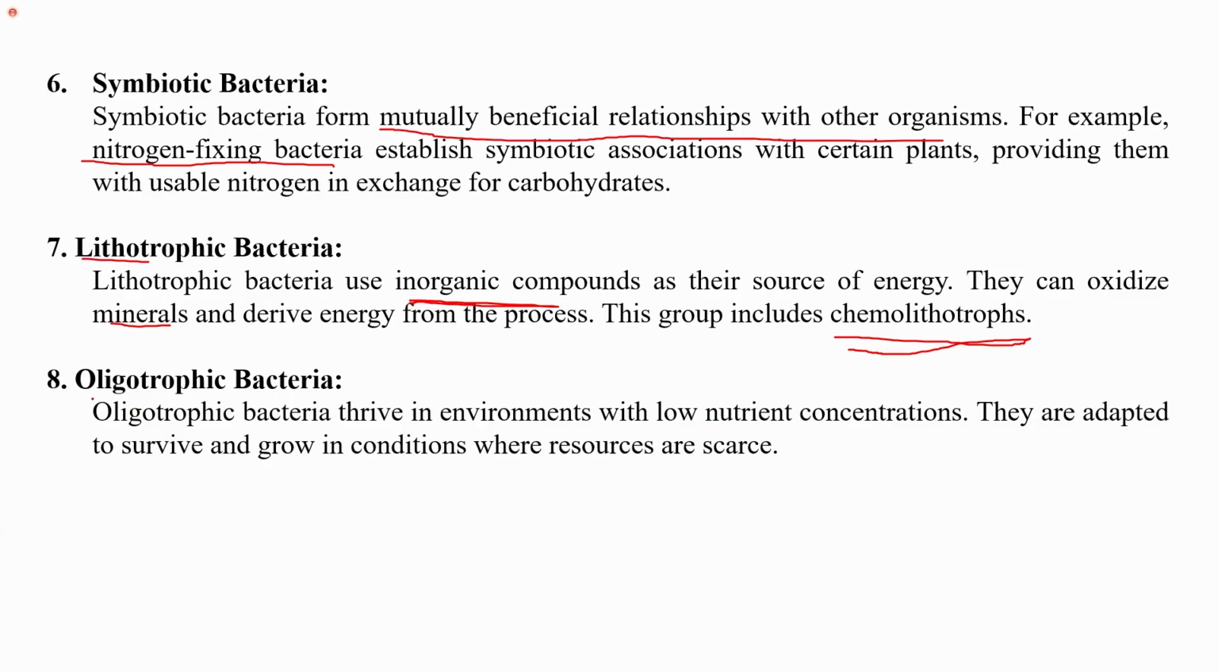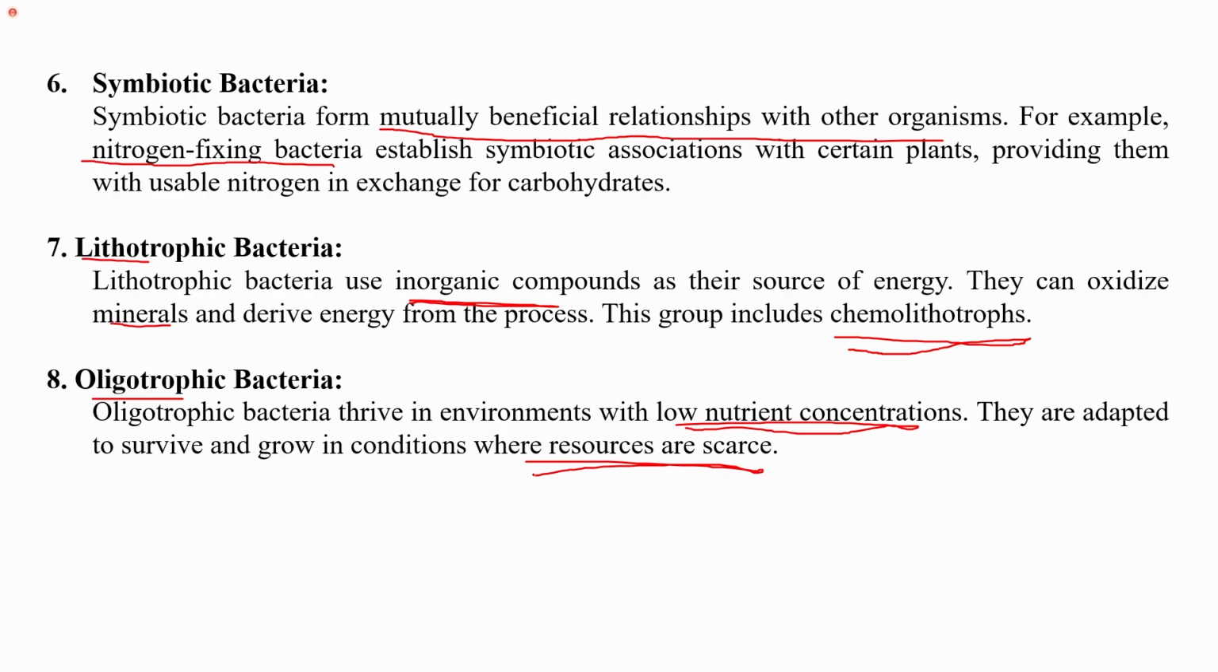The next is oligotrophic bacteria that thrive in environments with low nutrient concentration. So they do not require a very large amount of nutrition for their survival. Basically, they are adapted to survive and grow in conditions where the resources are very scarce. So in scarce conditions where the resources are really low, they can survive.